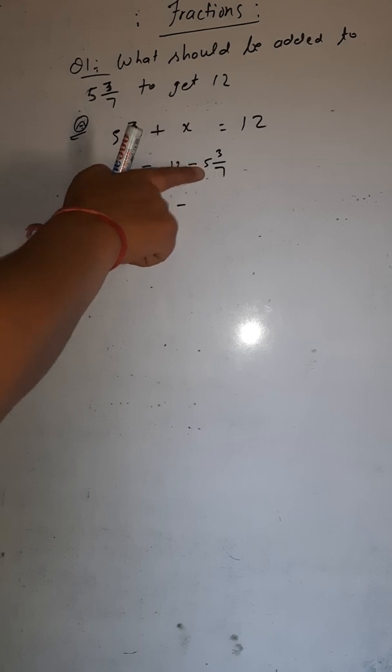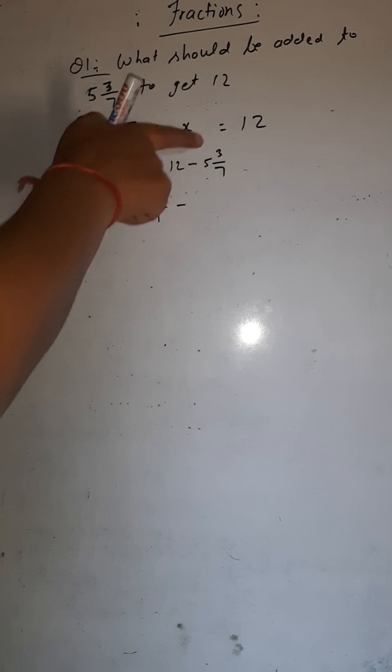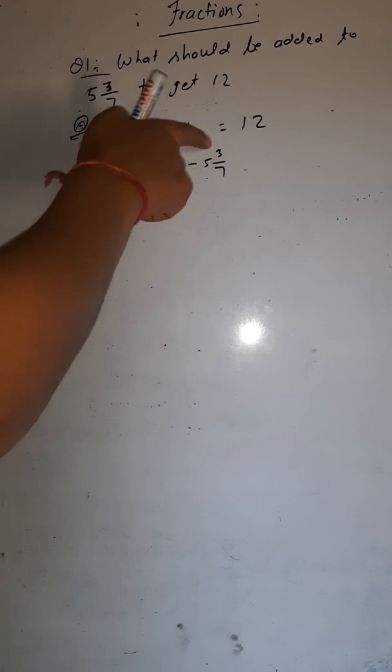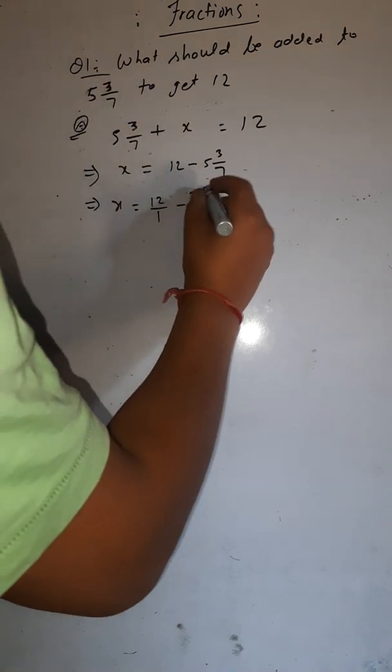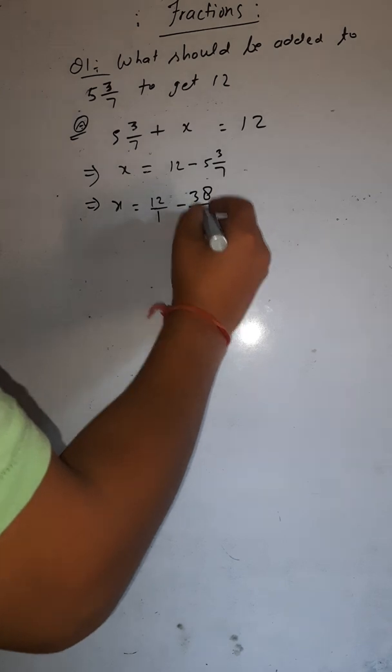First you multiply 7 times 5, which is 35, and to the 35 you add 3. So 35 plus 3 would be 38. Total 38 divided by 7.